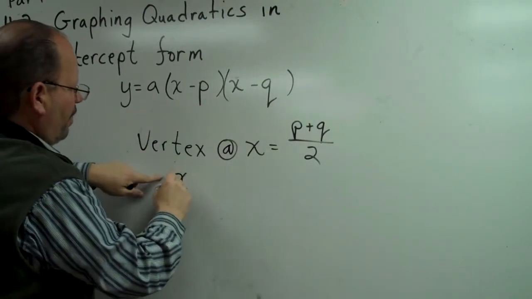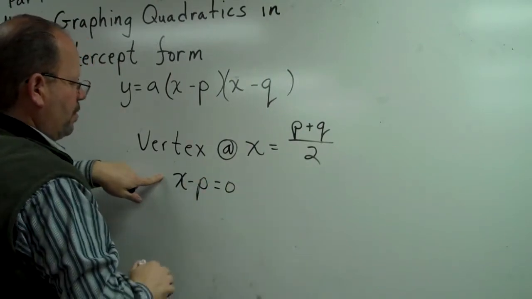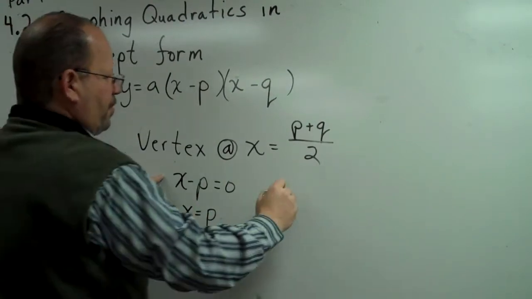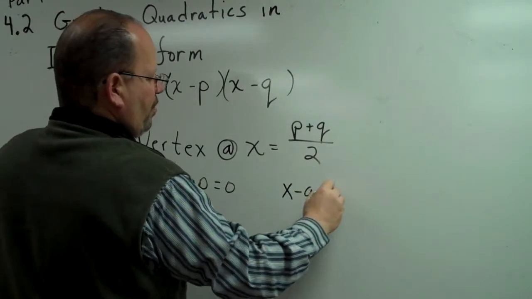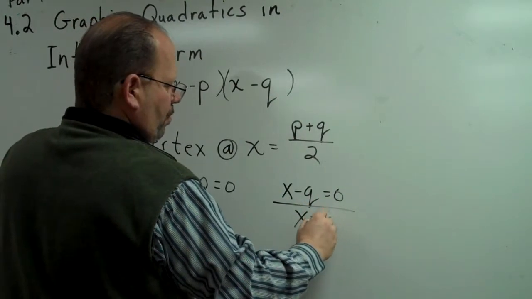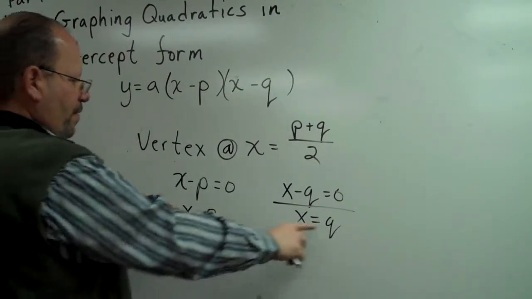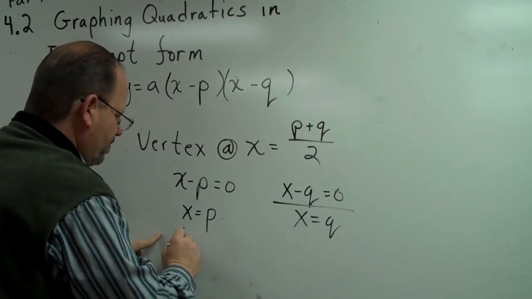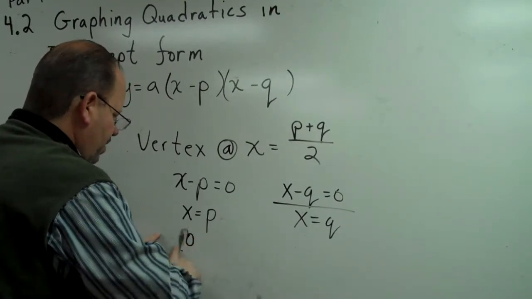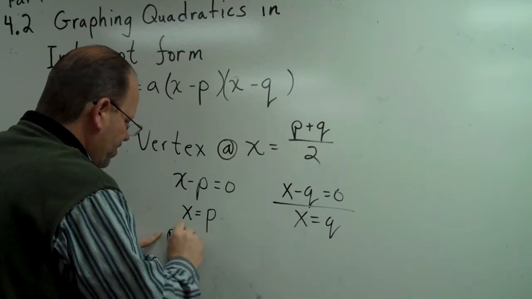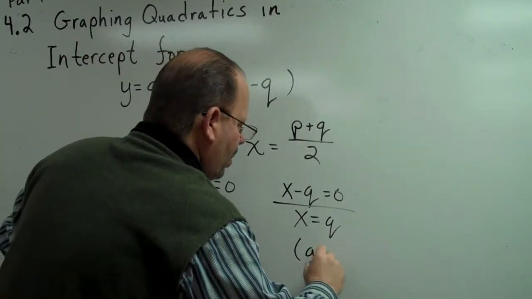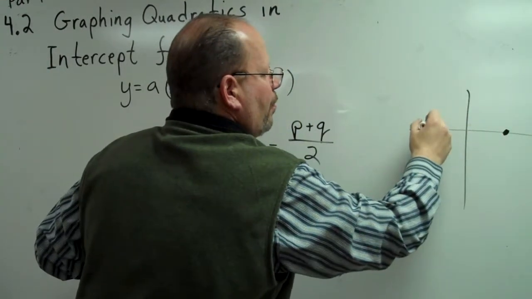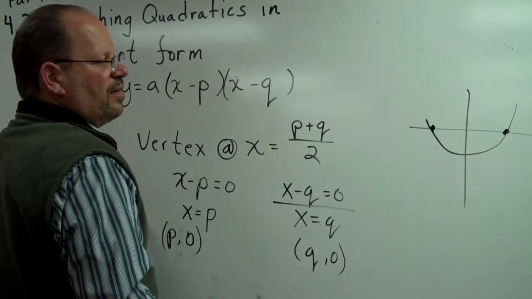You see, if we were to solve x minus p equals 0, well, x would equal p. And if we were to solve x minus q equals 0, well, x would equal q. And so we're going to find these points at p comma 0, and at q comma 0. These will be the 2 points where a parabola crosses the x-axis.